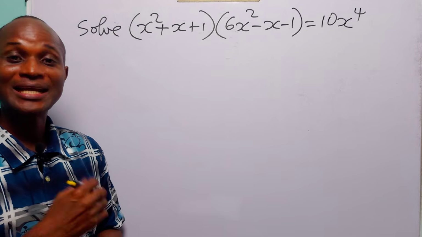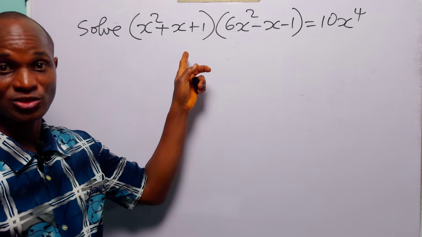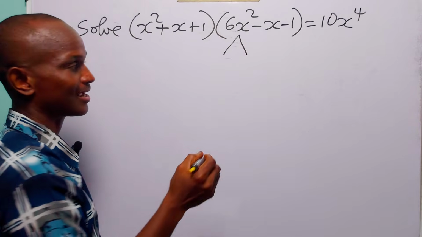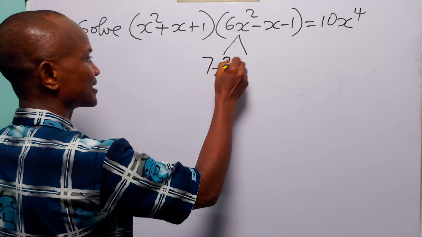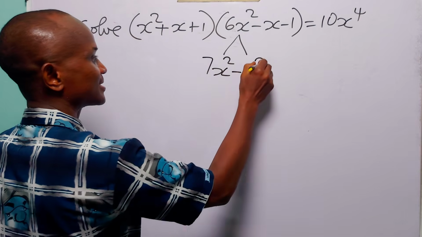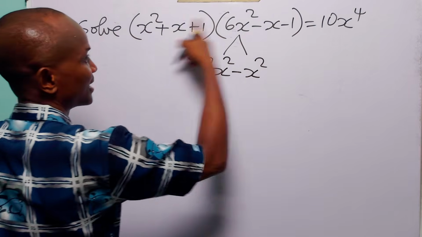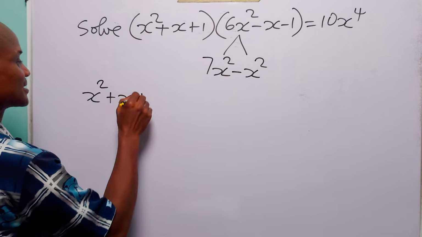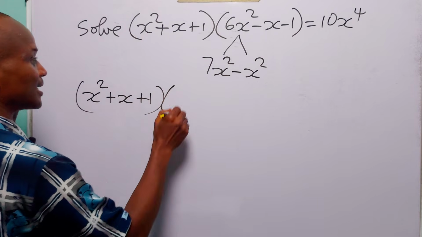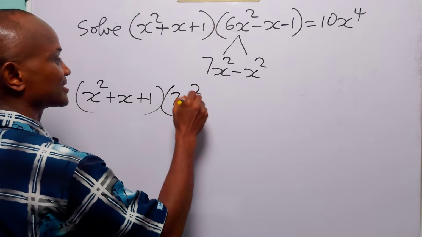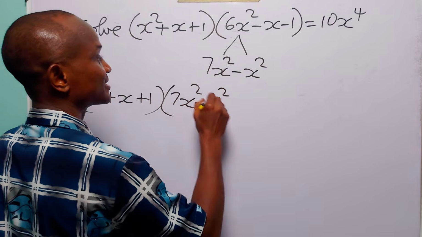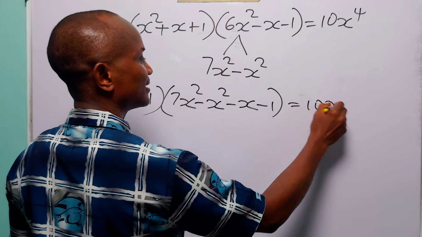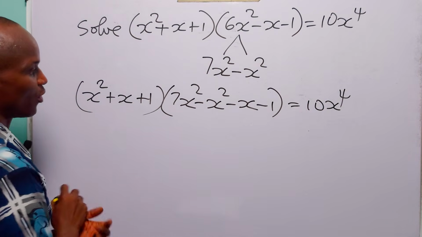Hello and welcome. The simple trick to solving this equation is to notice that we can break up 6x squared as 7x squared minus x squared. Now, when we do that, this equation becomes x squared plus x plus 1 times 7x squared minus x squared minus x minus 1 is equal to 10x to the power 4.